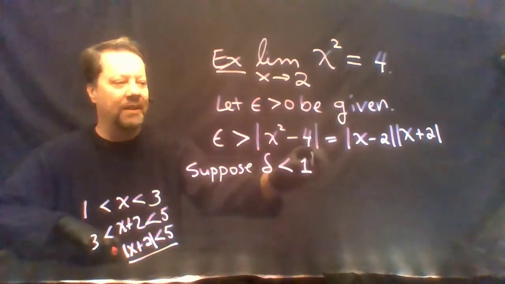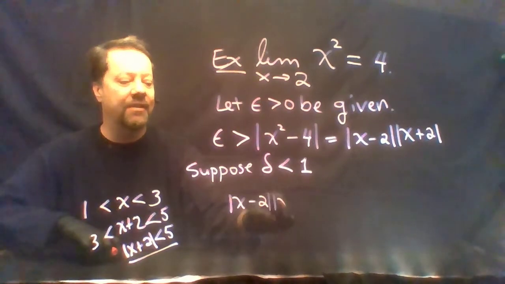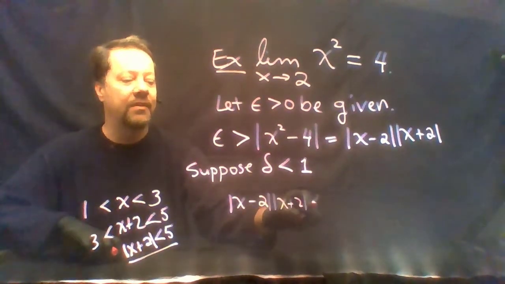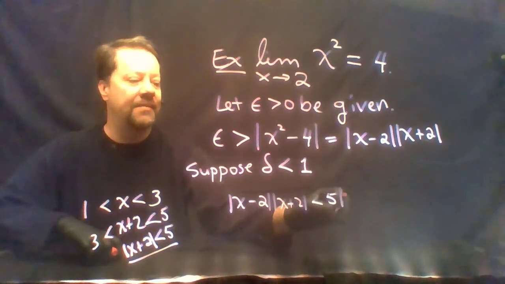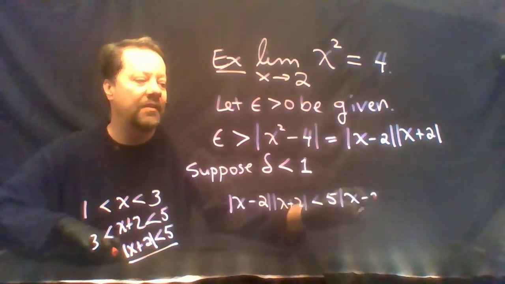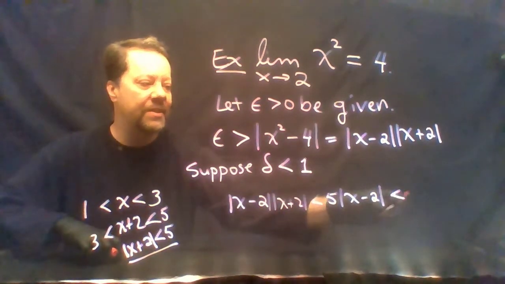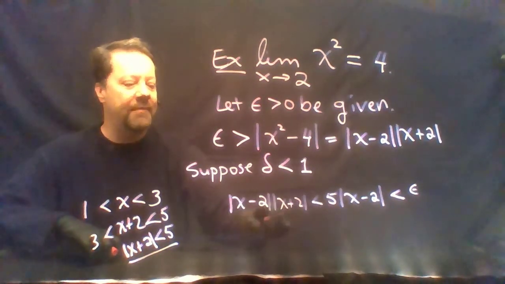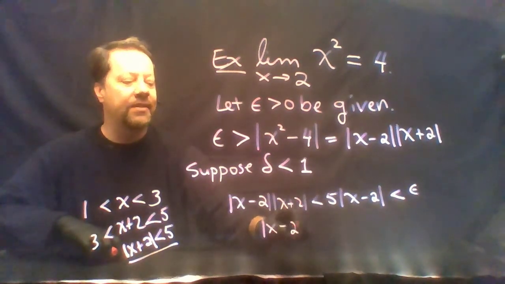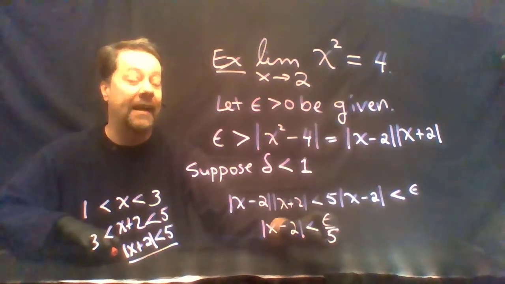Let's see what the implications are here. The absolute value of x minus 2 times the absolute value of x plus 2 will be smaller than 5 times the absolute value of x minus 2. And we want that to be smaller than epsilon per our choice above. That means the absolute value of x minus 2 will be smaller than epsilon divided by 5.